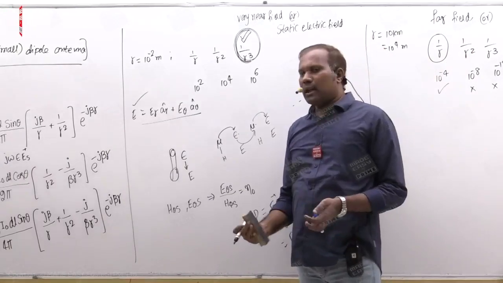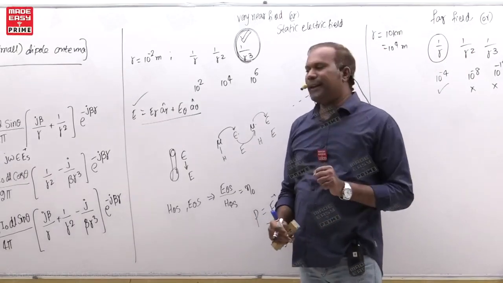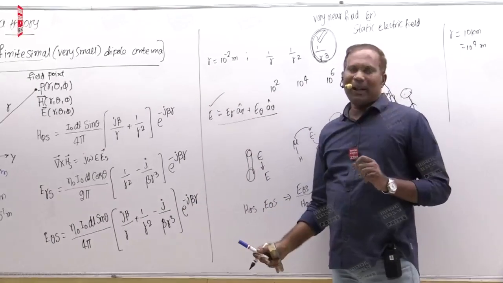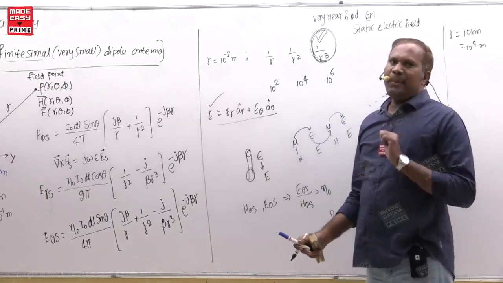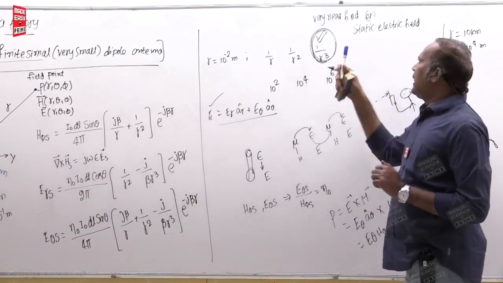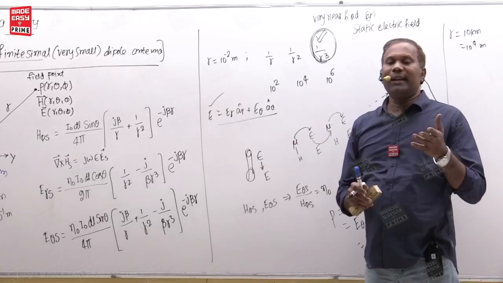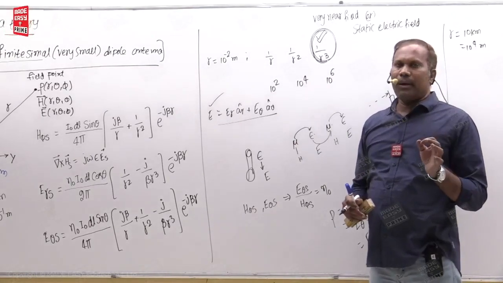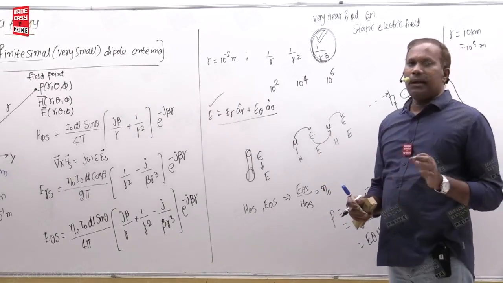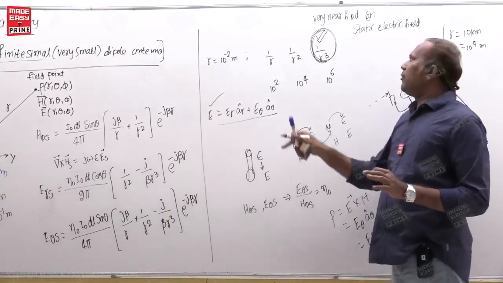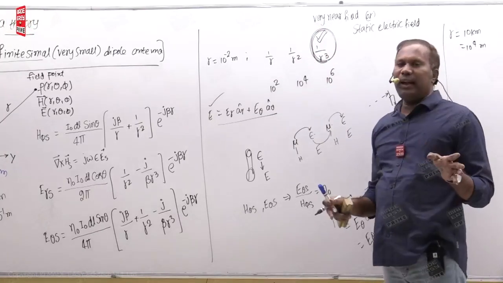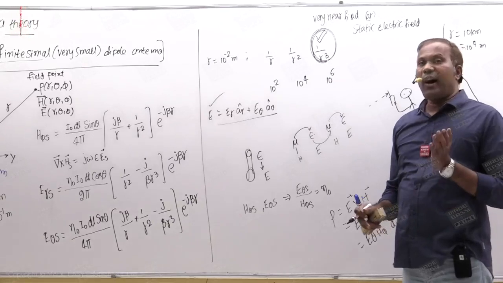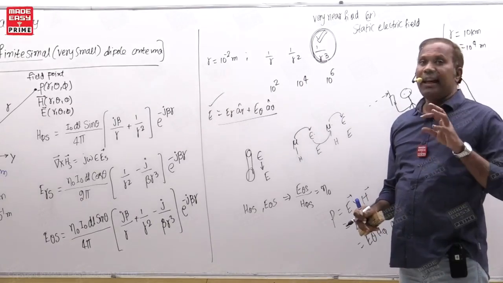So now I have answered one objective question. What is that objective question? In these equations, the 1 by r cube term has two names. One name is very near field, or otherwise static field term, or static electric field term. The second one, the 1 by r square term, is called near field, or otherwise induction field. The third term, 1 by r, is called far field, or otherwise radiation field.